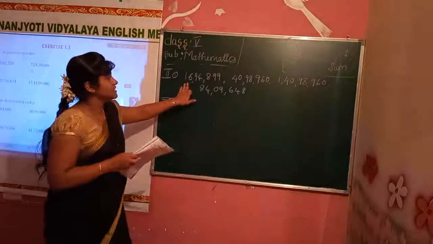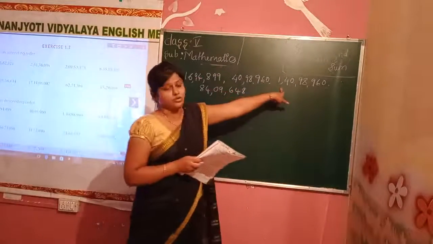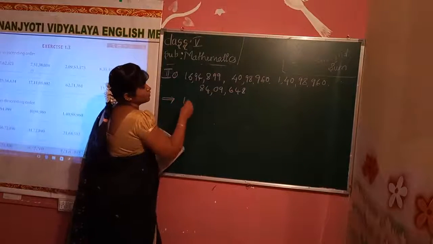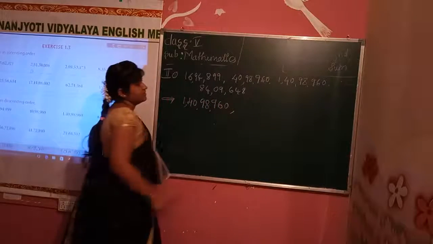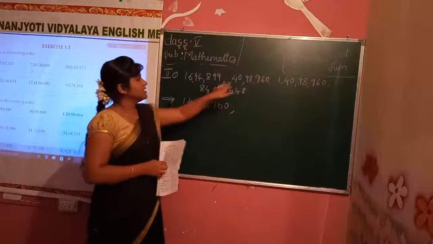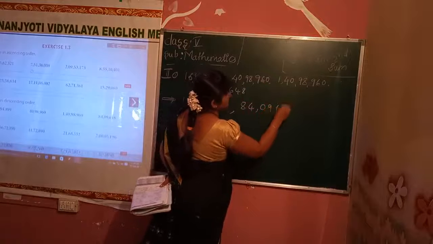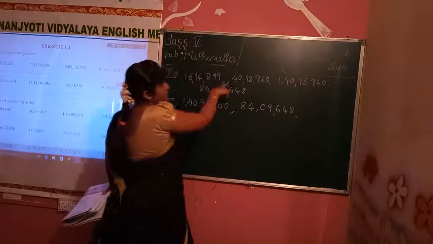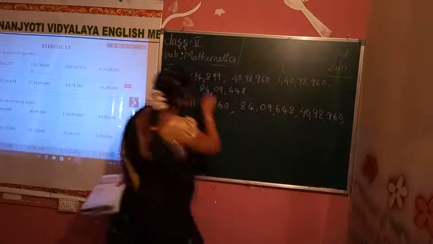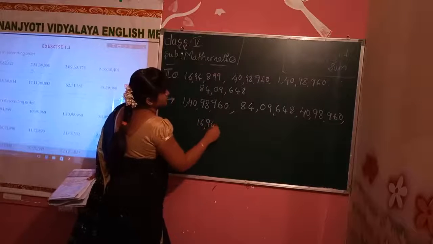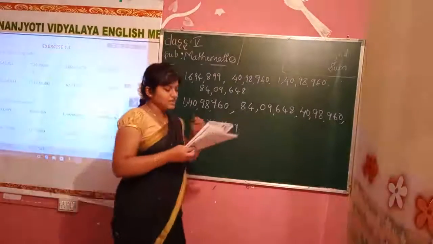Look here: here we have 16 lakh, here 14 lakhs, here 84 lakhs. But here we have 1 crore. So this is the highest number, 1 crore 40 lakh 98,960. Next highest is 84. Next highest is 40. The last one is 16. Look at the places of all of them, and easily we can find.